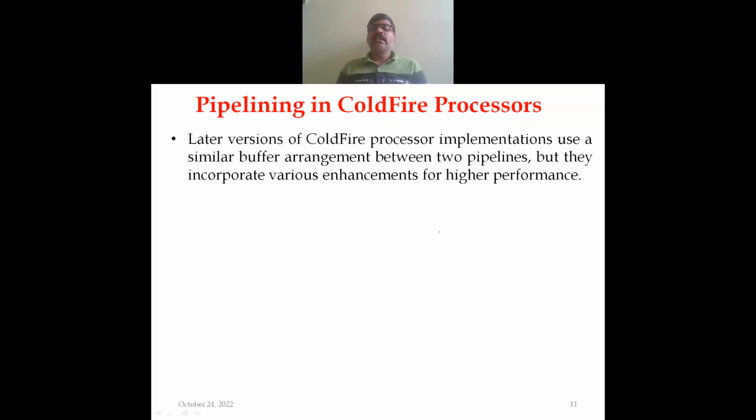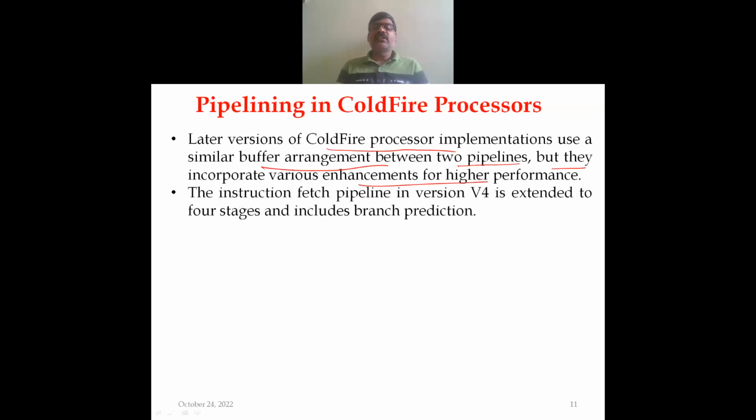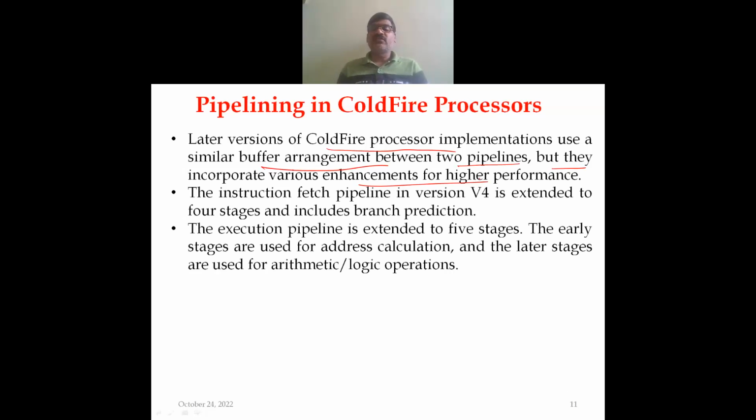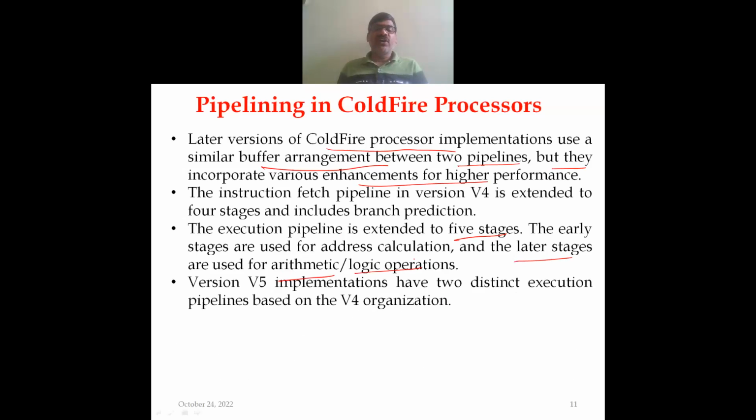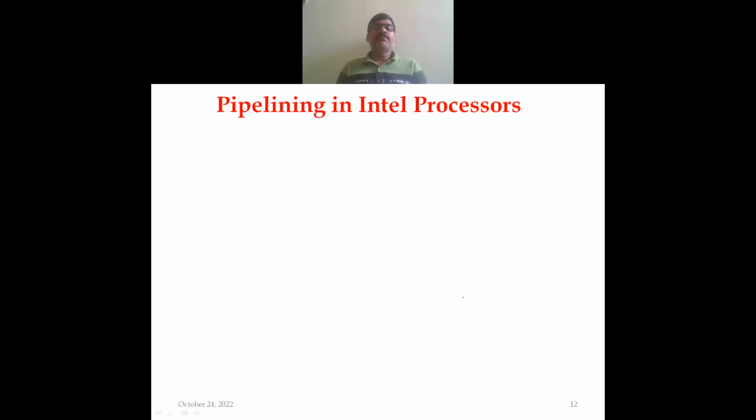Later versions of ColdFire processor implementations use a similar buffer arrangement between two pipelines, but they incorporate various enhancements for higher performance. The instruction fetch pipeline in version 4 is extended to 4 stages and includes branch prediction. The execution pipeline is extended to 5 stages. The early stages are used for address calculation and the later stages are used for arithmetic or logic operations. Version 5 implementations have two distinct execution pipelines based on the V4 organization.